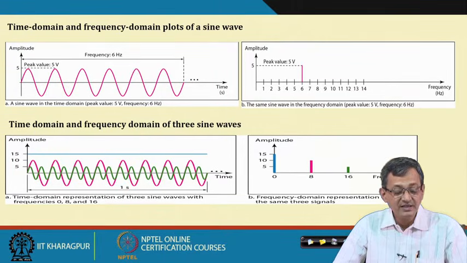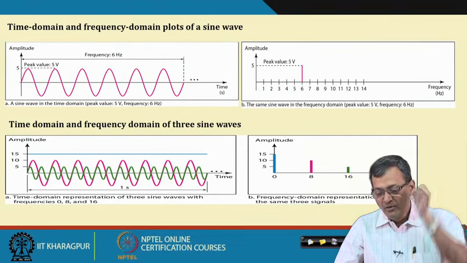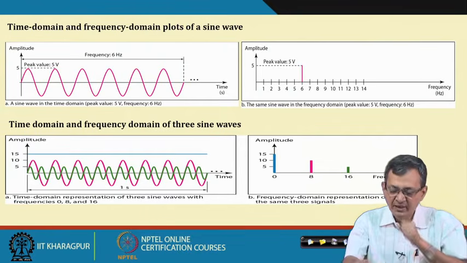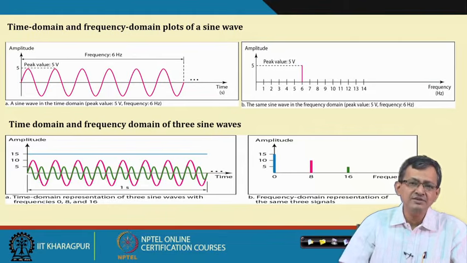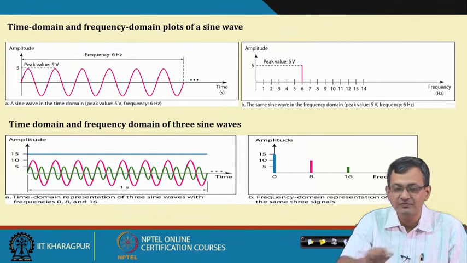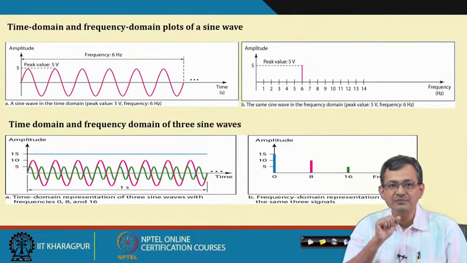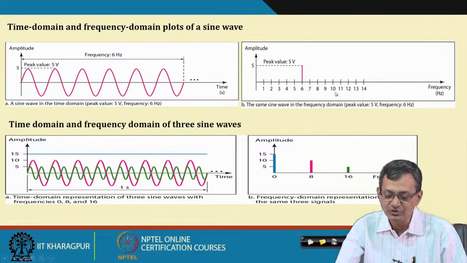Like in this case it is a time domain plot, with time it is changing, the peak value is 5 volt. Whereas we can have a frequency domain representation. How many frequencies are there in here? Only one frequency, 6 hertz. So, its repeatability is 6 hertz. So, here also it is one frequency, and I know what the amplitude is, right. So, here is the amplitude.